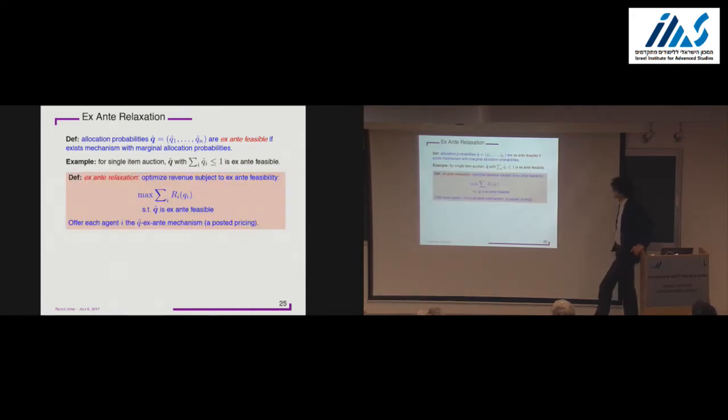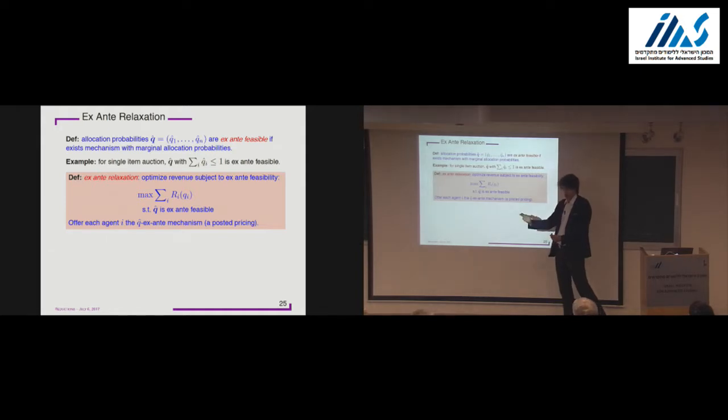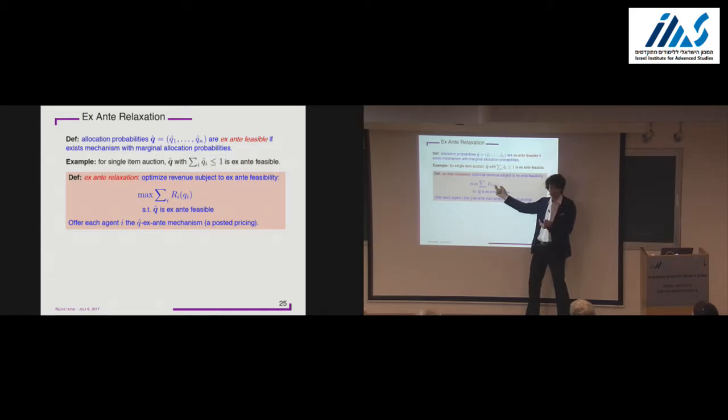So the ex-ante relaxation is the following. I want to optimize revenue subject to ex-ante feasibility instead of subject to ex-post feasibility. Now ex-ante feasibility is a relaxation of ex-post feasibility, because it came from an ex-post feasible mechanism. So every ex-post feasible mechanism induces ex-ante probabilities that satisfy this constraint. Good. So what is that optimization? Well, we know what the optimal thing to do for each player given an ex-ante constraint is. So now that decomposes the problem across players. So just find the q hat that's ex-ante feasible that maximizes the sum of the revenue curves of those q hats.